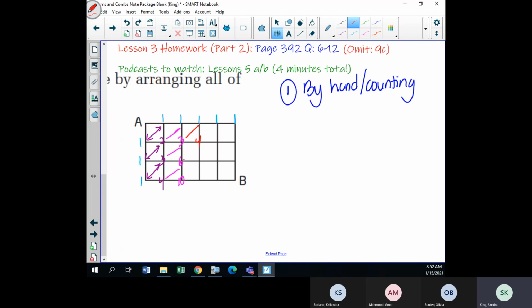3 and 1 is 4, 6 and 4 is 10, 10 and 10 is 20. 4 and 1 is 5, 10 and 5 is 15, 20 and 15 is 35. 5 and 1 is 6, 15 and 6 is 21. The answer to get from A to B is going to be 35 plus 21, which is 56 pathways.